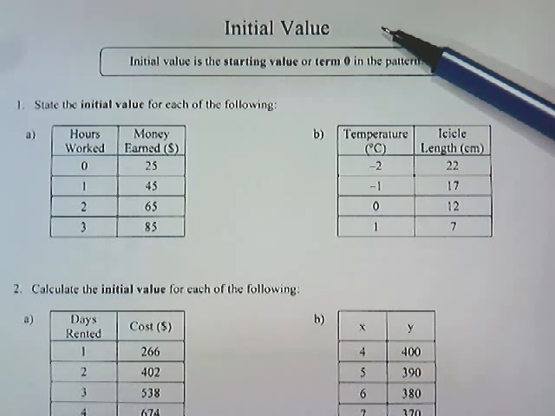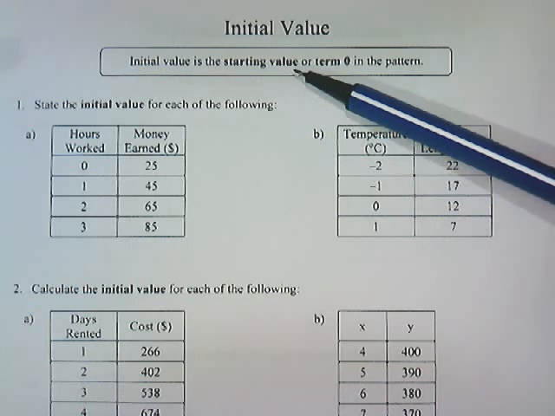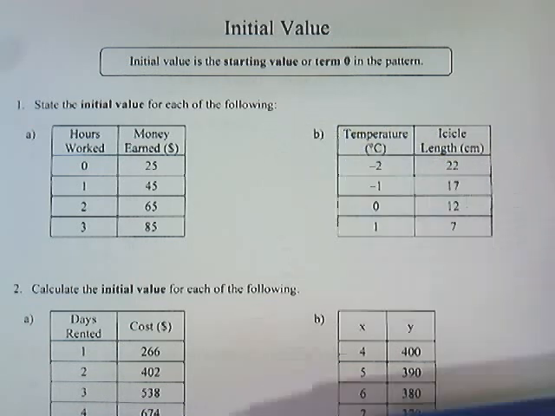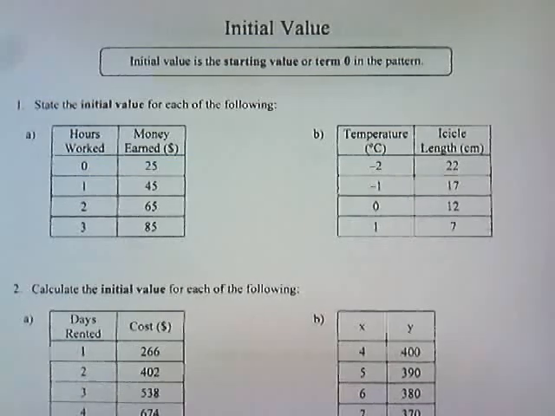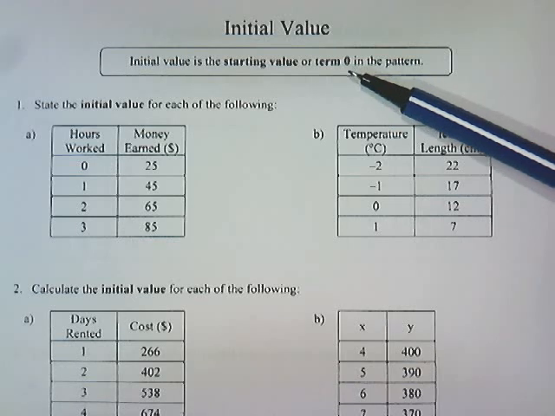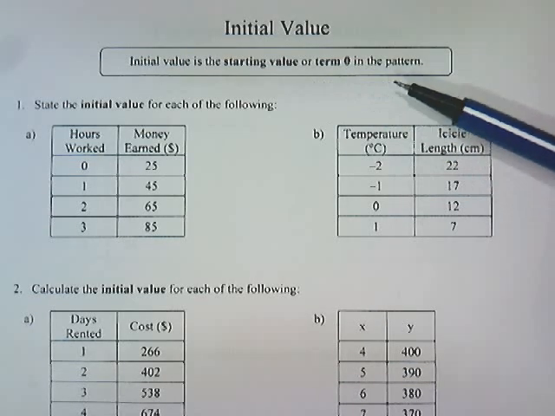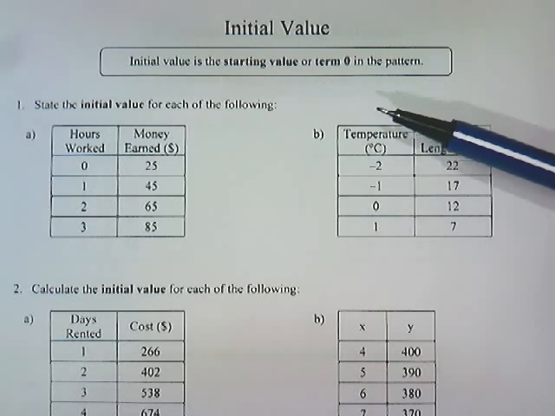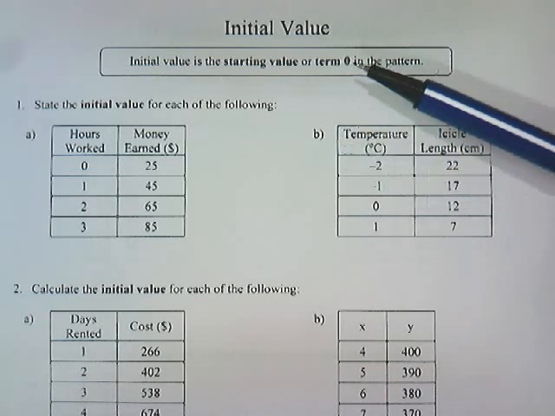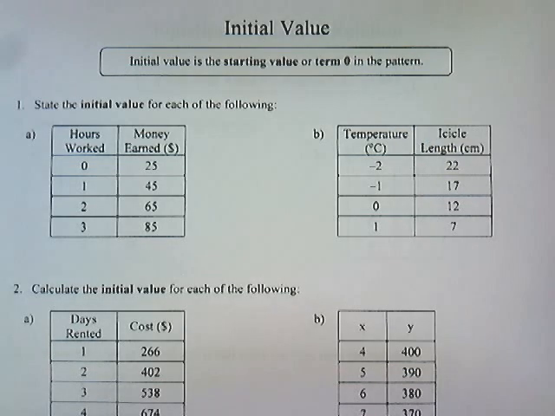So we've mentioned that word before, but initial value is the starting value when you're looking at a relationship. Like if you were looking at the cost of hiring a plumber, it was how much it would cost to start. Or if it's a pattern, it's term 0 in the pattern. So initial value isn't necessarily the first item in your table, but it is always the one where we're looking at term 0 in our table.